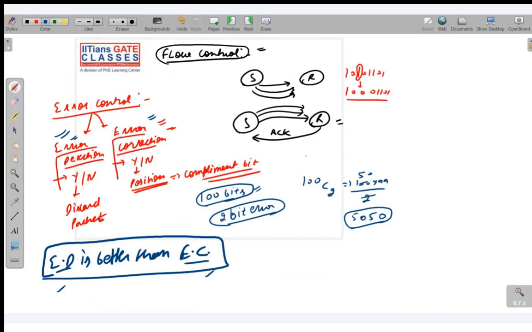So this is all about detection and correction. And the last functionality is access control. Take a snapshot. I will jump to the next slide, and in that slide I will tell you about access control.